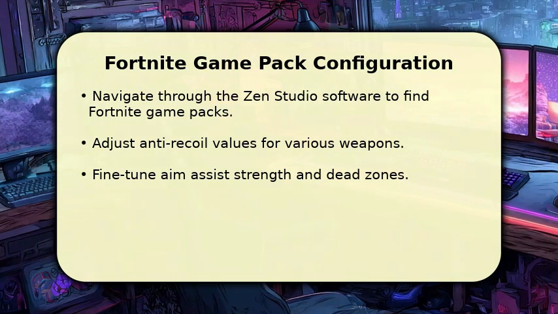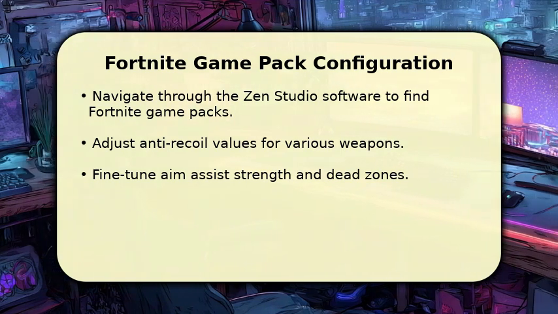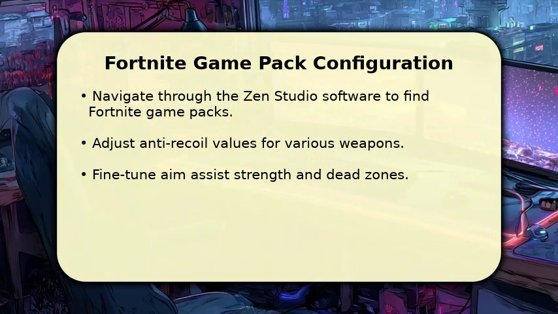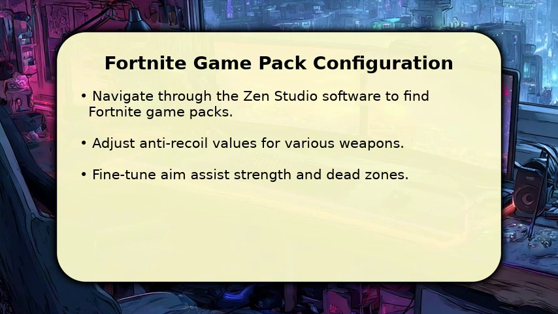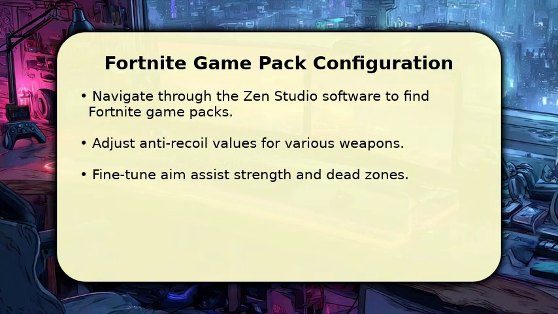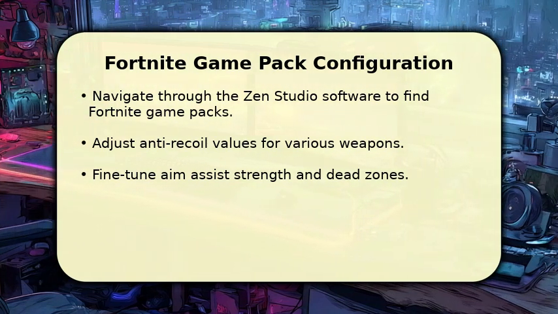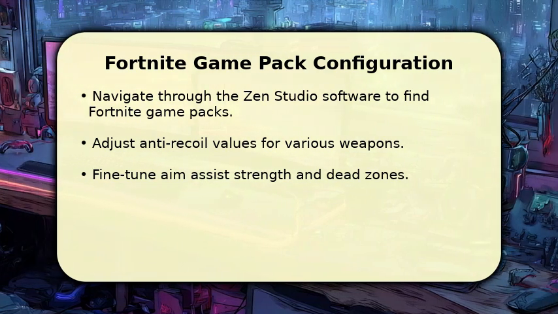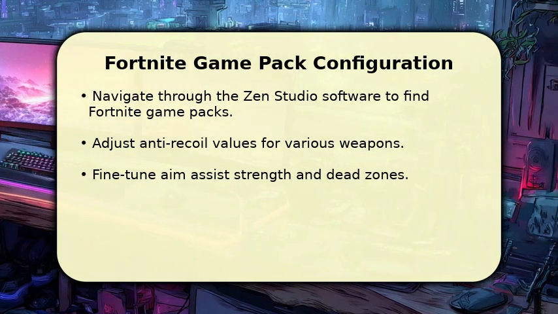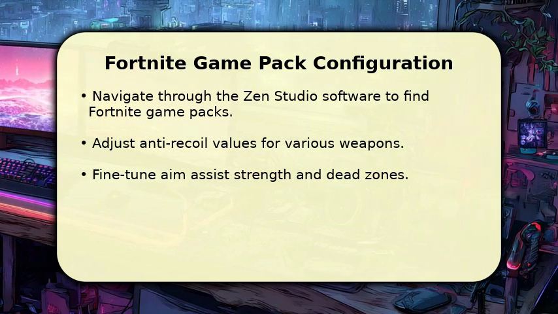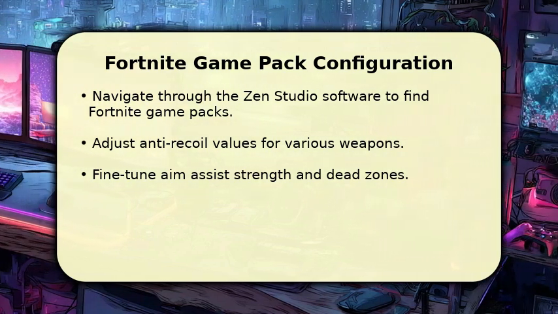You can adjust anti-recoil values for different weapons, often by increments of 5 to 10 units, to minimize vertical and horizontal kick. Fine-tune aim assist strength, typically between 0 and 100%, and set dead zones for precise control. Remember to save your custom profiles for quick access during gameplay.